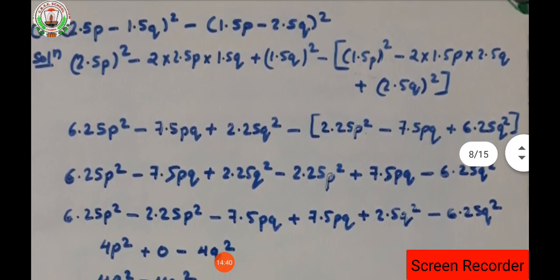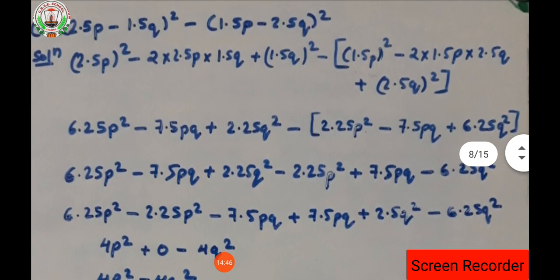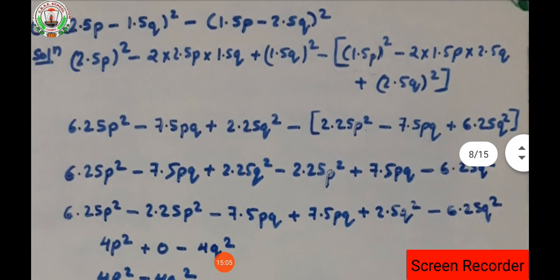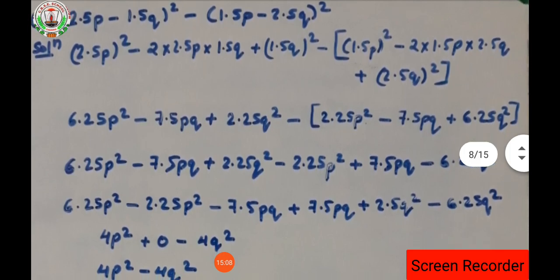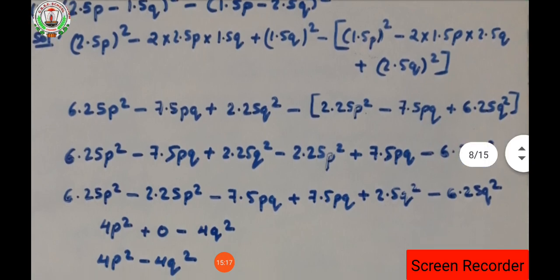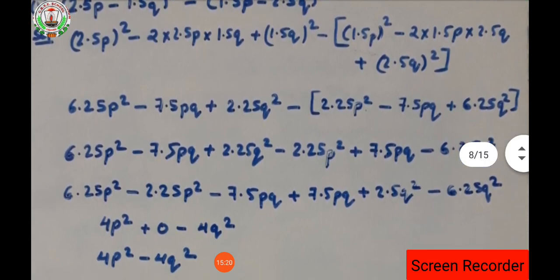Sixth part is in the form of a decimal, that is 2.5p minus 1.5q the whole square. So which identity you are going to use here? A minus b the whole square, minus 1.5p minus 2.5q the whole square, then again a minus b the whole square you have to use, and outside the bracket minus sign is there, so you have to put the bracket, complete bracket in the second term. Okay, then after applying the identity you have to open the bracket, make the pair of the like terms and do the subtraction or addition according to what the question requires.